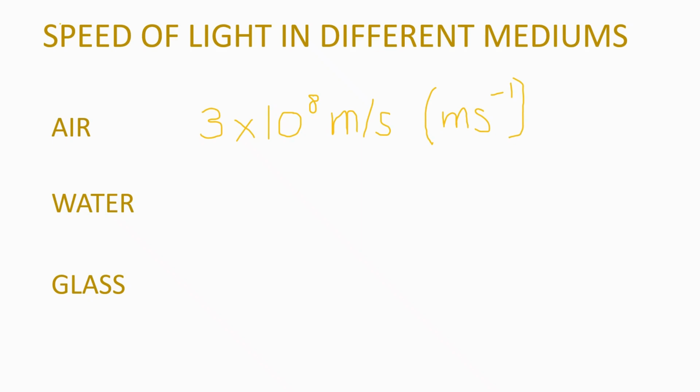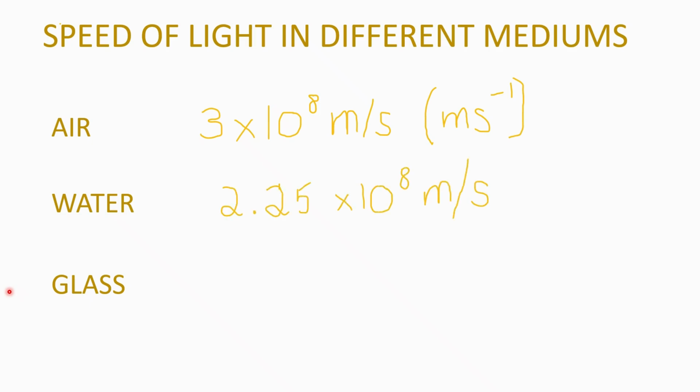The speed of light in air is 3 × 10⁸ m s⁻¹. So the speed of light in air is the maximum. For this, you can either write 3 × 10⁸ m/s or m s⁻¹. Both the units are correct.